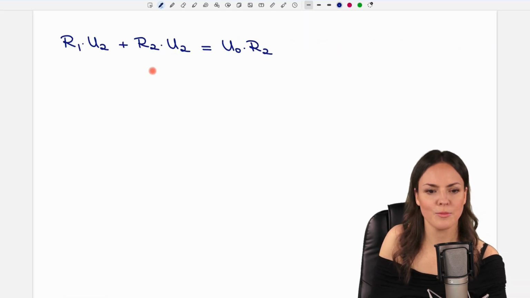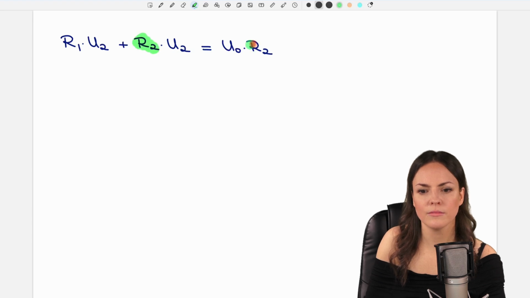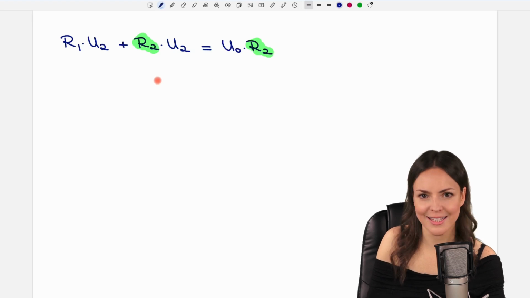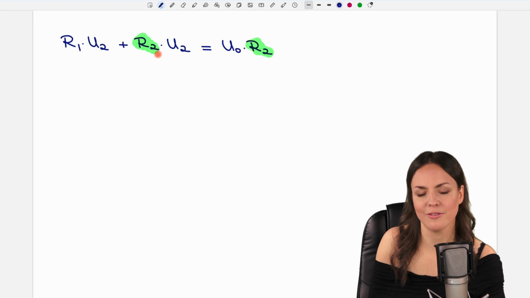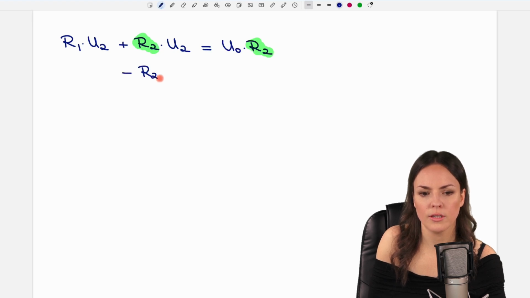I wrote this down on the next page again, and we take a look where our R2 is. It is here now and here now. So not in a denominator anymore, not in parentheses anymore, which is great, but these parts that contain the R2 are on two different sides of our equation. So let's take this part and bring it to the other side by subtracting this part on both sides. We subtract R2 times U2, and on the other side as well, we subtract this part.